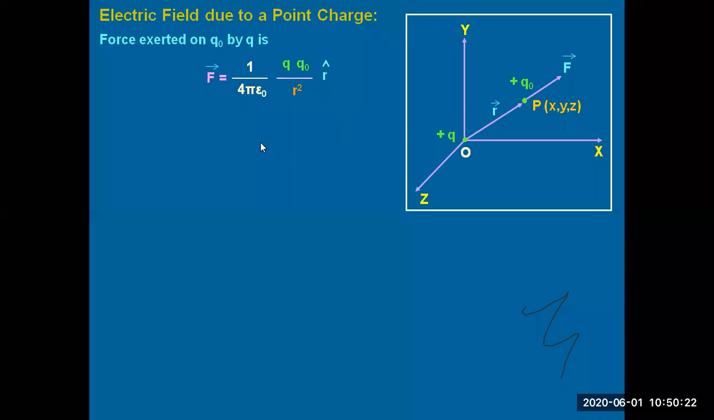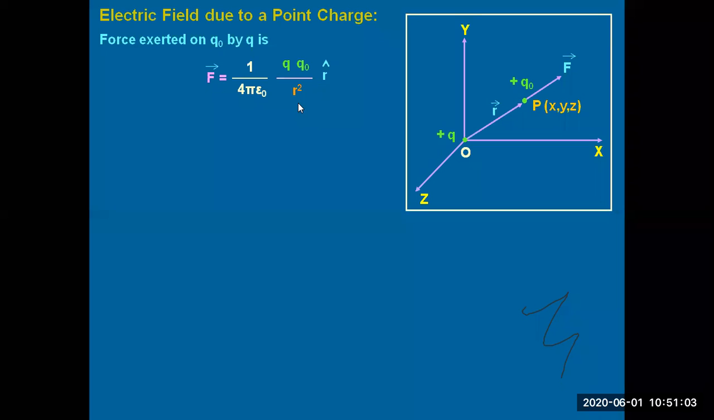Okay, according to your Coulomb's law, the force of attraction or repulsion between any two charges will be directly proportional to the product of the charges, and it will be inversely proportional to the square of the distance between them. Is that clear? So force will be directly proportional to the product of the charges, inversely proportional to the square of the distance between them. If you have to remove the proportionality sign and introduce a constant, that is where we write 1 divided by 4 pi epsilon naught. That is called the proportionality constant.